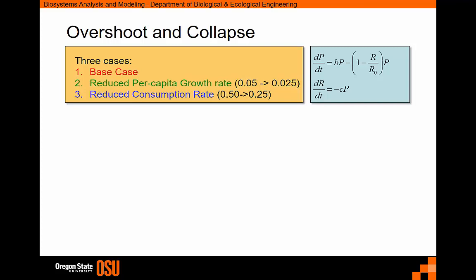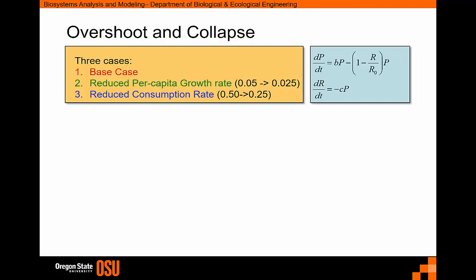Let's look at some model results for three cases: a base or reference case, a reduced per capita growth rate case, cutting the per capita growth rate constant in half compared to the reference case, and a third case that reduces the per capita consumption rate constant in half compared to the reference case.